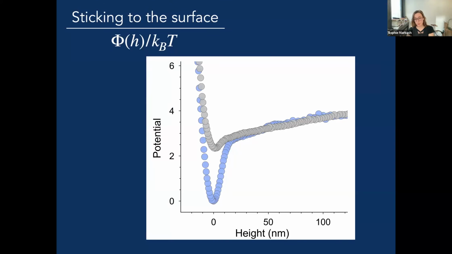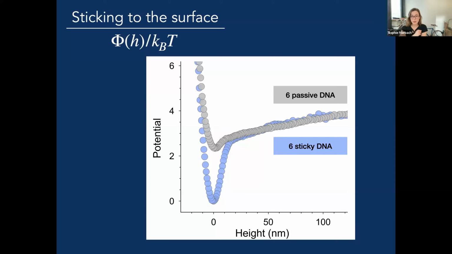So she could obtain, for example, free energy potential profiles with respect to height. And here I'm showing two curves, one with non-sticky DNA in gray, and one with sticky DNA in blue, that shows that there's a definite potential well close to the surface that corresponds to this sticky attraction.